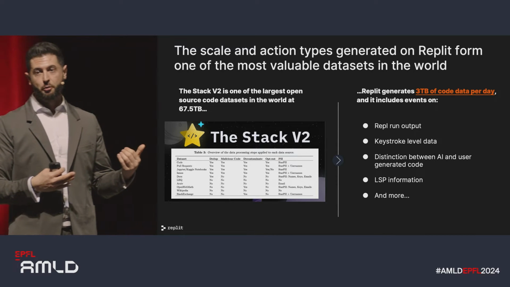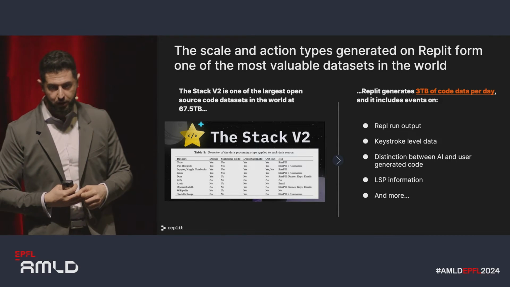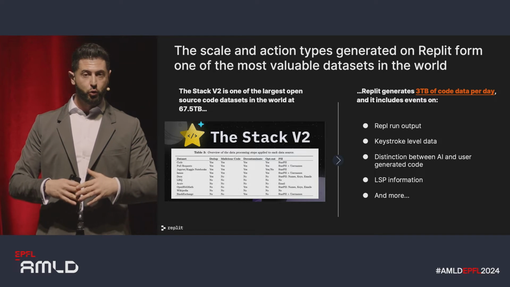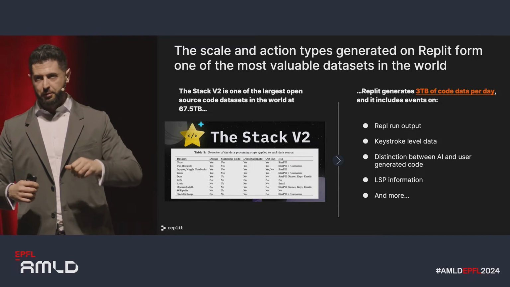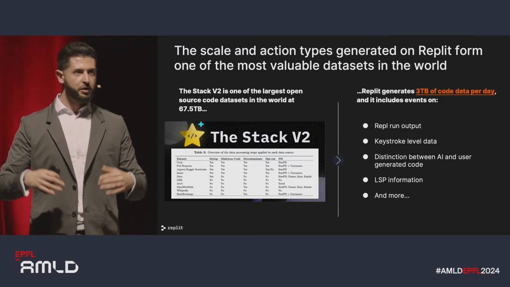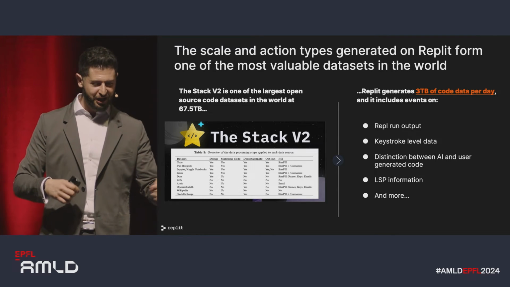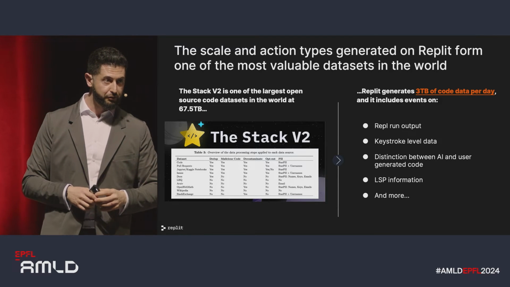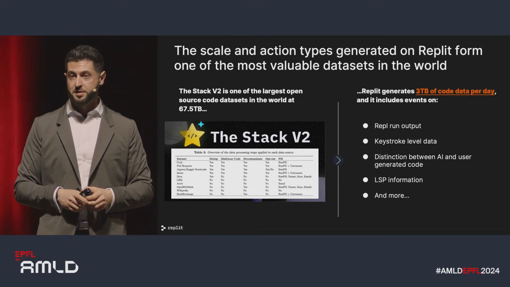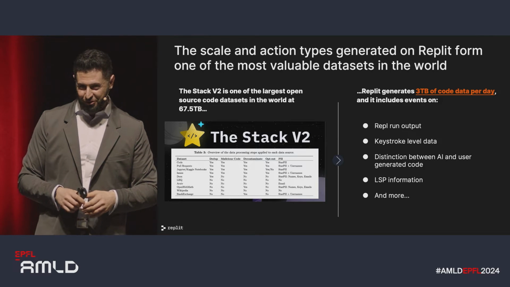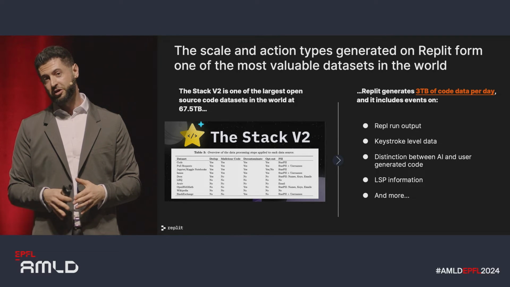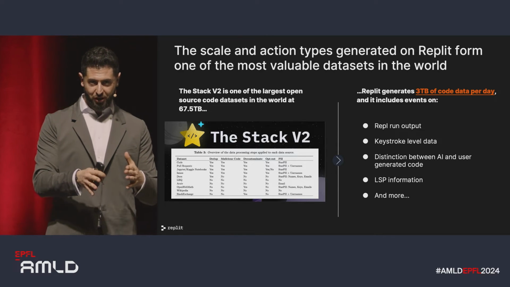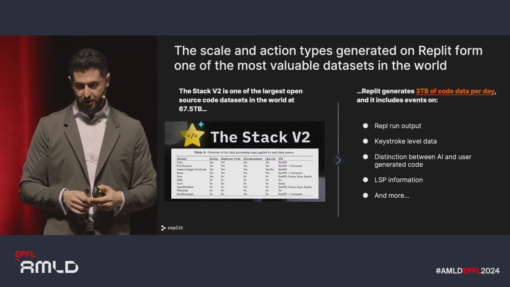As a comparison, on the left you will see the Stack V2, which is an amazing data set released by Hugging Face. They go through all the process of collecting public repositories from GitHub, issues, data from Archive, data from Wikipedia, et cetera. The entirety of this amazing effort accounts for a bit more than 60 terabytes. In turn, Replit generates 3 terabytes of coding data every single day. So in less than 2 months, basically, we could build something as large.